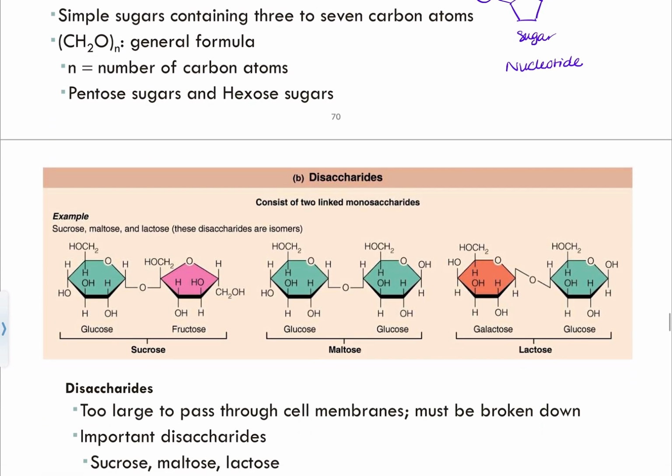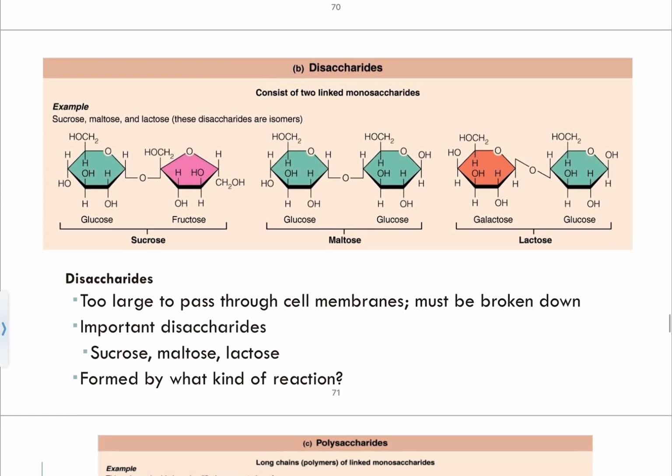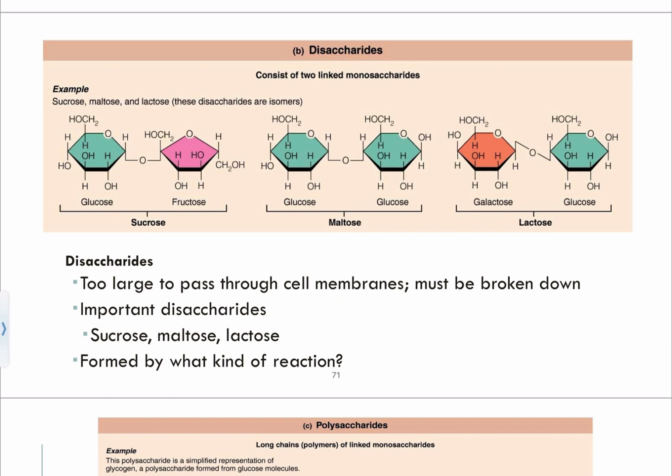So then if we take any of those up here, these 3 monosaccharides, and we link them together to form a disaccharide, we can get different things. For example, glucose and fructose combined together make sucrose, glucose and glucose make maltose, and galactose and glucose make lactose. So these are basically double sugars.